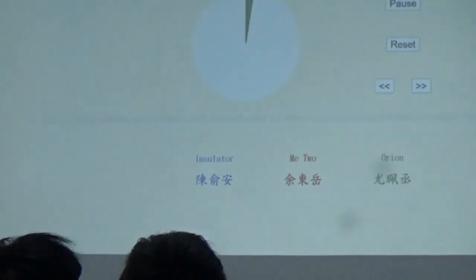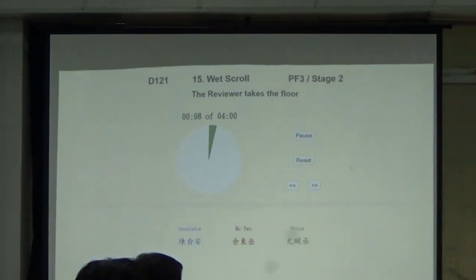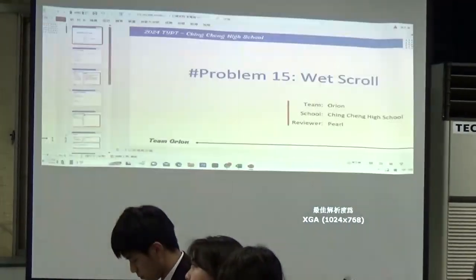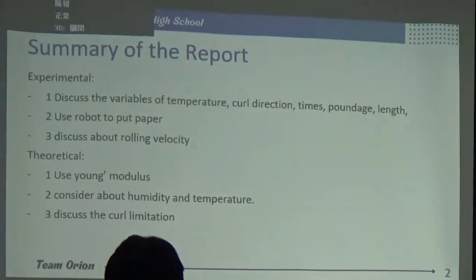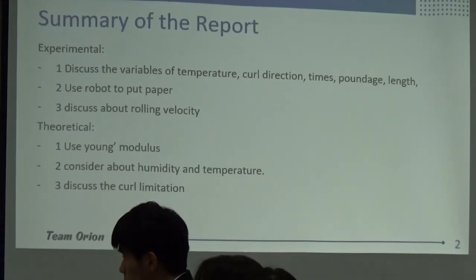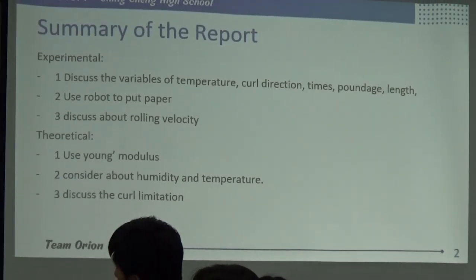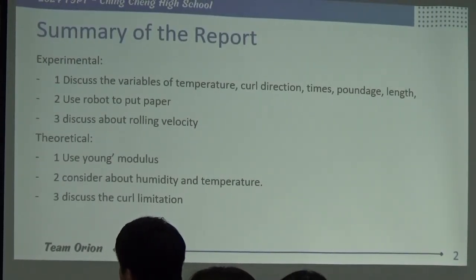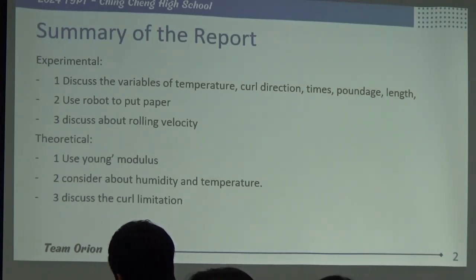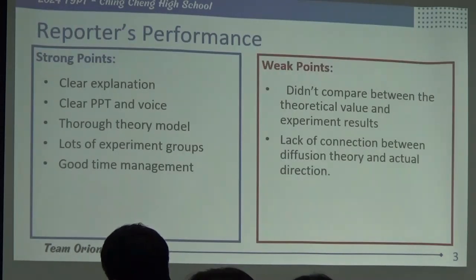I want to go through the result from the report. Today I'm going to review the 2018 first book. Here is the summary of the report for environmental. We discuss the variables of temperature, flow direction, ice, and the rest. And I use the robot to cook the paper. They discuss the rolling velocity and the reticle. They use the Young's modulus, and they consider the humidity and the temperature. And they discuss the curl limitation.